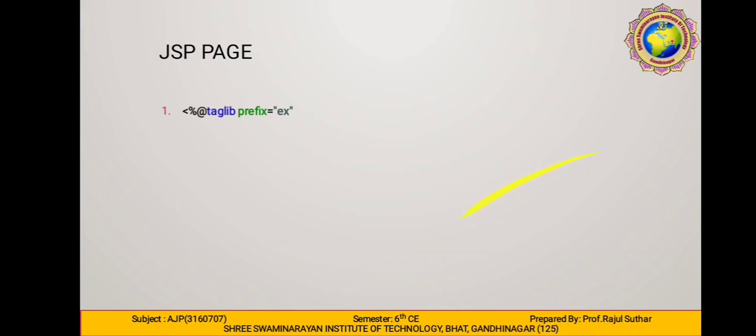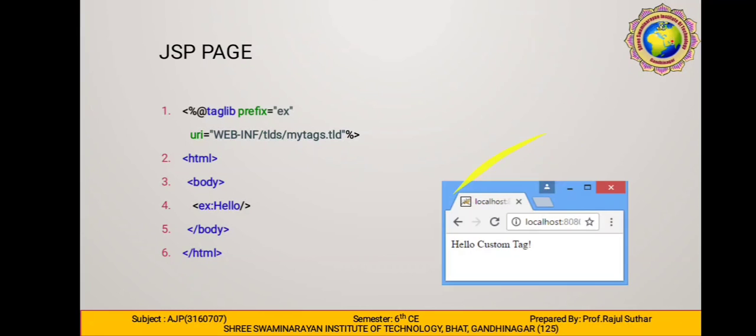And the JSP page, we are all familiar with JSP. In the same way, by using the JSP taglib directive, the prefix is ex. Here expression language is used. Then the URI is equal to the WEB-INF tld path. Then in the HTML part we require the body with ex:hello. So this is the hello custom tag.